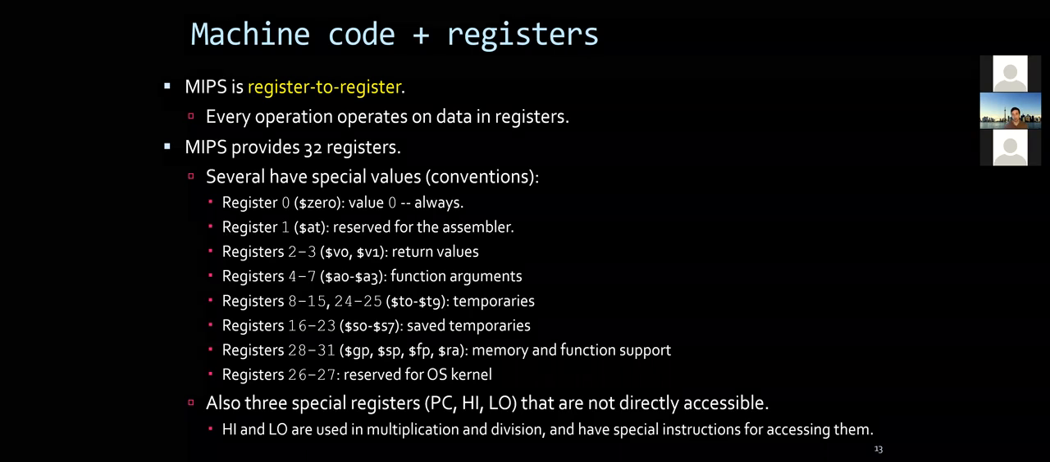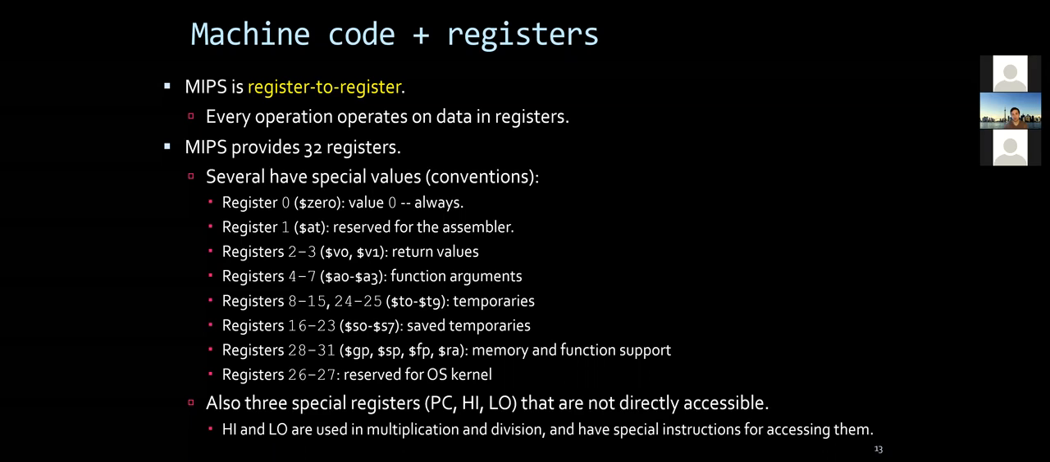Okay, let's move on. Then there is register 1 called at, reserved for the assembler. So you can always have one register to deal with. There are registers V0 and V1 for return values from function calls. There are registers 4 to 7 called A0, A1, A2, A3. They are function arguments.